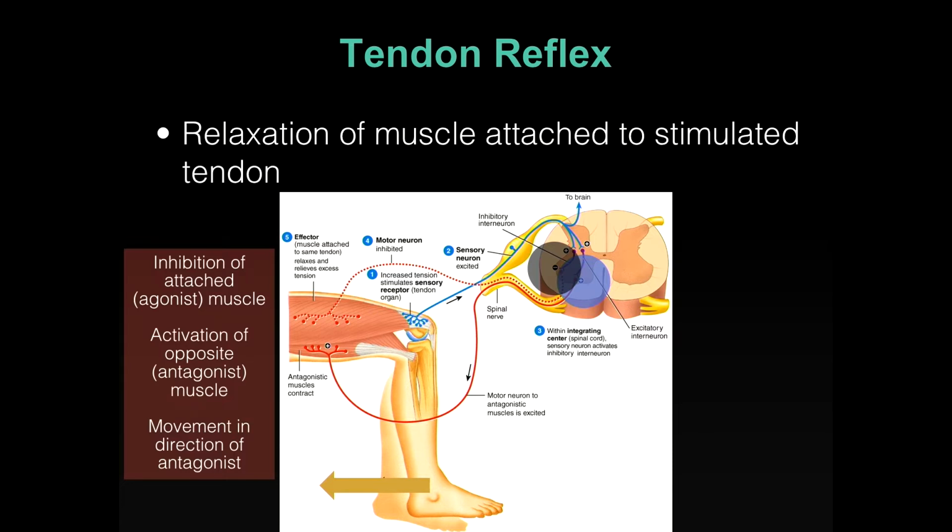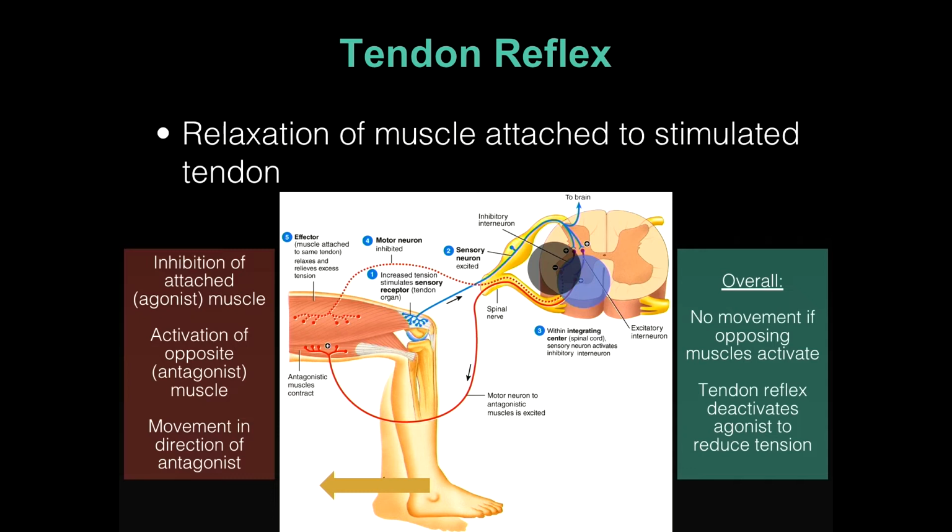And in general, like with any receptor, the more tension there is, the larger the signal. The larger the signal, the more inhibition and the more movement of the leg. Overall, the idea is there's no movement of the leg if there's opposing muscles to activate it, so a lot like reciprocal innervation. We turn one off while we turn the other on, and the tendon reflex will deactivate the agonist, or the muscle under tension, the subject, to prevent it from injury and reduce tension.